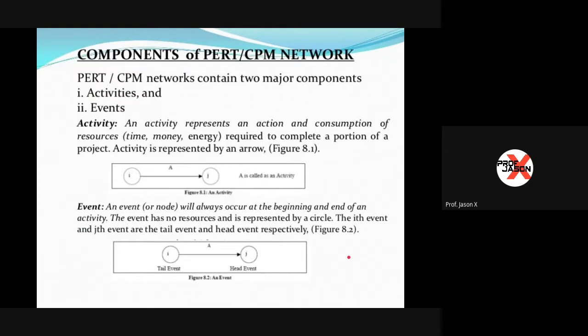So now we go to the components of a PERT or a CPM network. PERT and CPM networks contain two major components. These are the activities and events. An activity represents an action and consumption of resources such as time, money, energy required to complete a portion of a project. An activity is represented by an arrow.